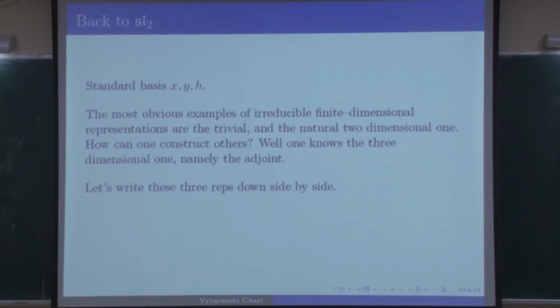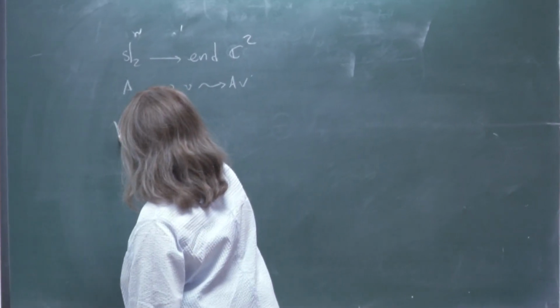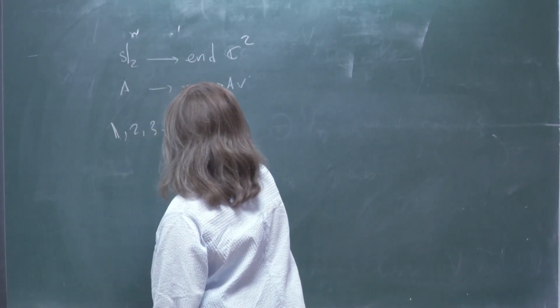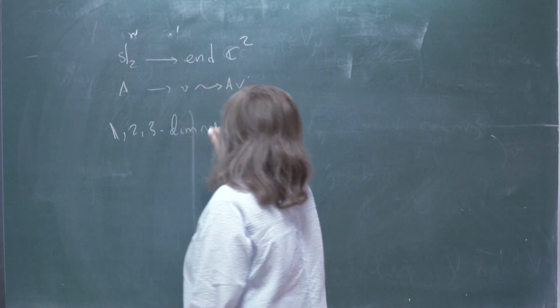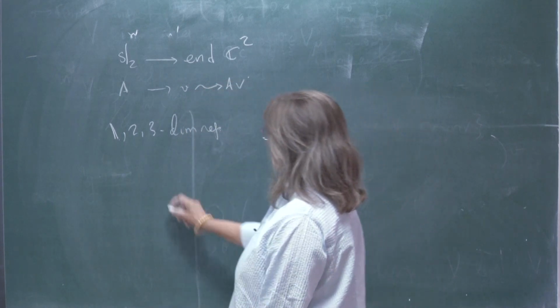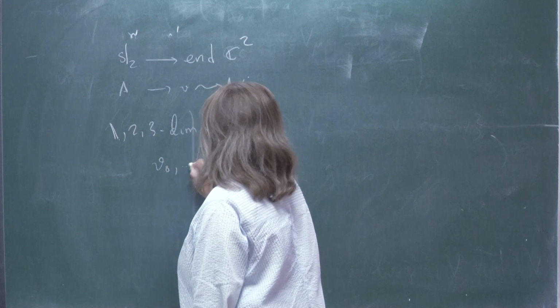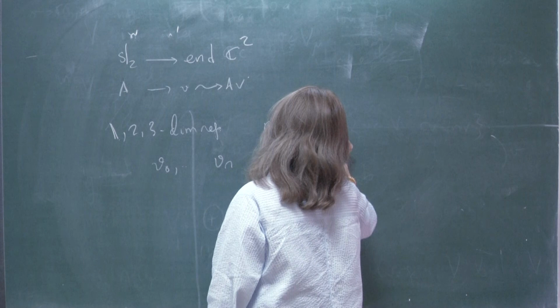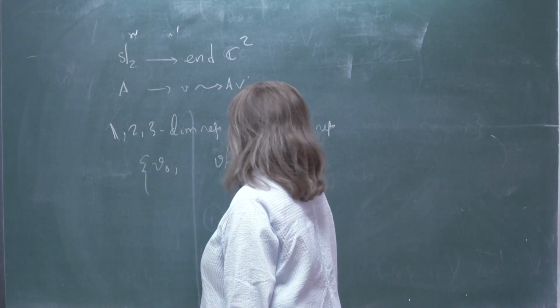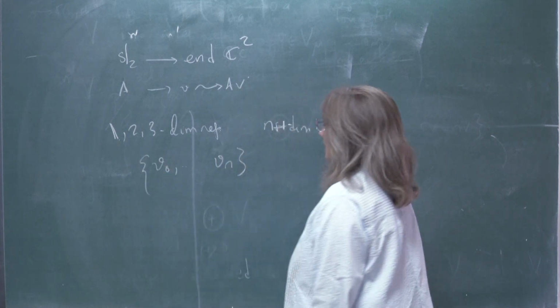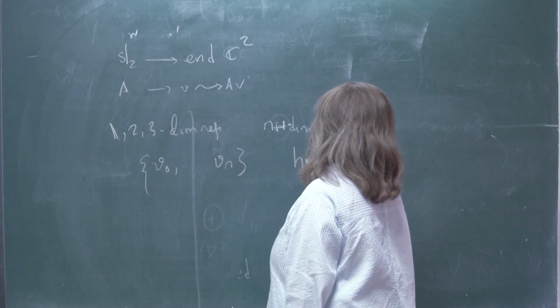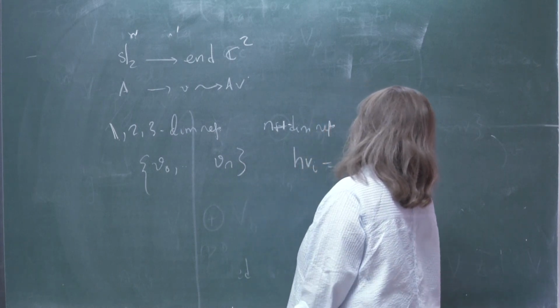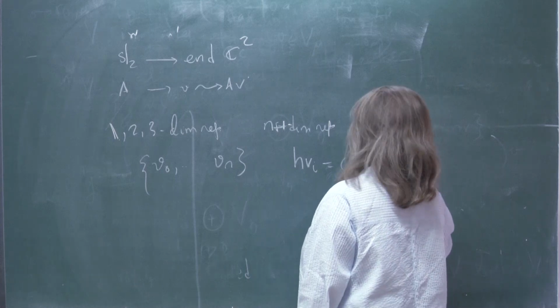I don't really want to write these down, but anyway, now I've got one-dimensional, two-dimensional, and three-dimensional representations. If you write it down carefully, you'll see that you can find a basis for an n-dimensional representation, such that n plus 1... and you can write down the action of SL2 on it. It'll be something like this. It's not too important.